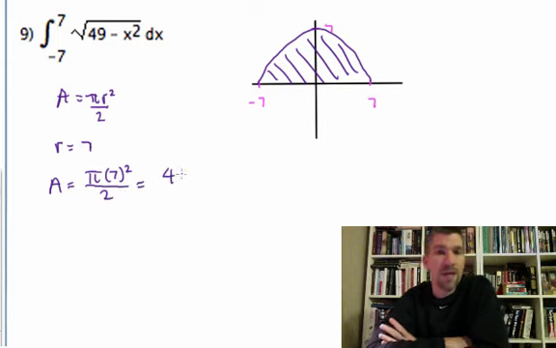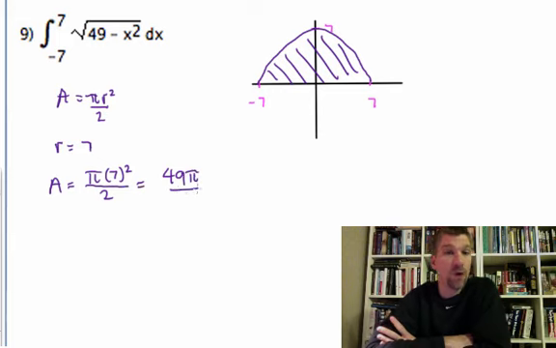And there's really nothing else that you need to say over this. 49 pi over 2. You can write it as a decimal if you want to, but there's no need. Most answers are going to appear this way because it's an exact answer.